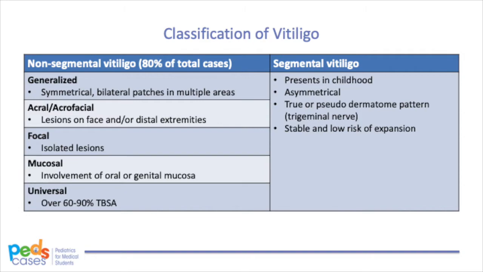Segmental vitiligo often presents in childhood and is classified as asymmetrical and distributed in a true or pseudodermatome pattern, most commonly along the distribution of the trigeminal nerve. Segmental vitiligo is unique in that isolated areas of depigmentation stop growing within 1 year and the risk of expansion is low. It is essential to recognize and identify different types of vitiligo because it may alter the course of management.